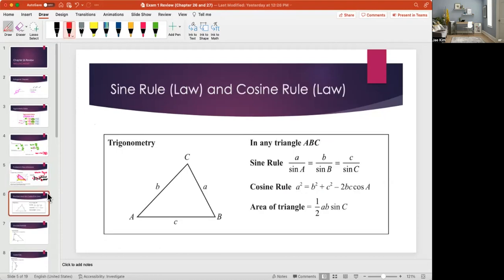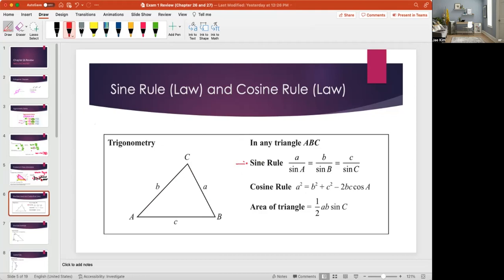Okay, let's talk about next sine rule and cosine rule. We already have spent 10 minutes, so let's see if we can finish this up. Okay, in triangle, you notice that this triangle is no longer a right triangle. This is not a right triangle. Versus sine, cosine, and tangent only works with right triangle. This is not a right triangle.